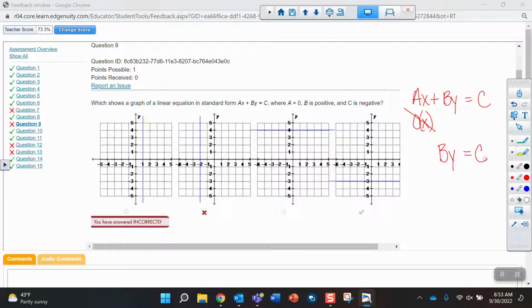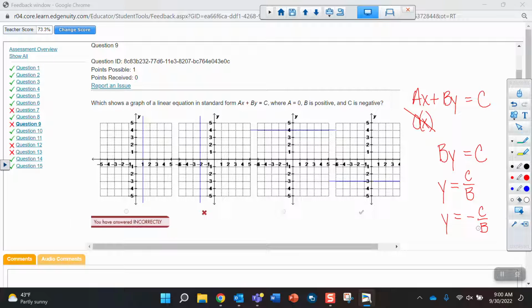I'm going to do a little bit of rearranging to put it into slope-intercept form because I want you to see that there's no x term. So how do I get y by itself? I would divide both sides by b. And so now you just see that y equals some number. Now let's look at the last two pieces. B is positive and c is negative. So if I take a negative number and divide it by a positive number, I get a negative number. So I'm just going to write negative c over b. This ratio now is going to be negative.